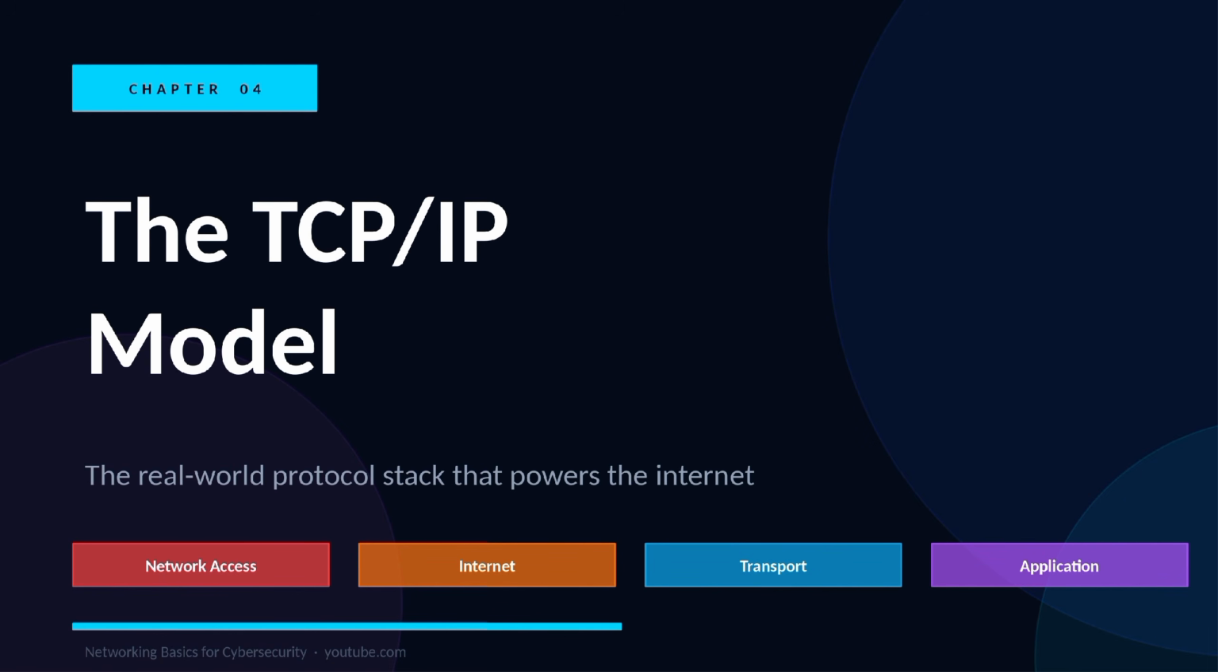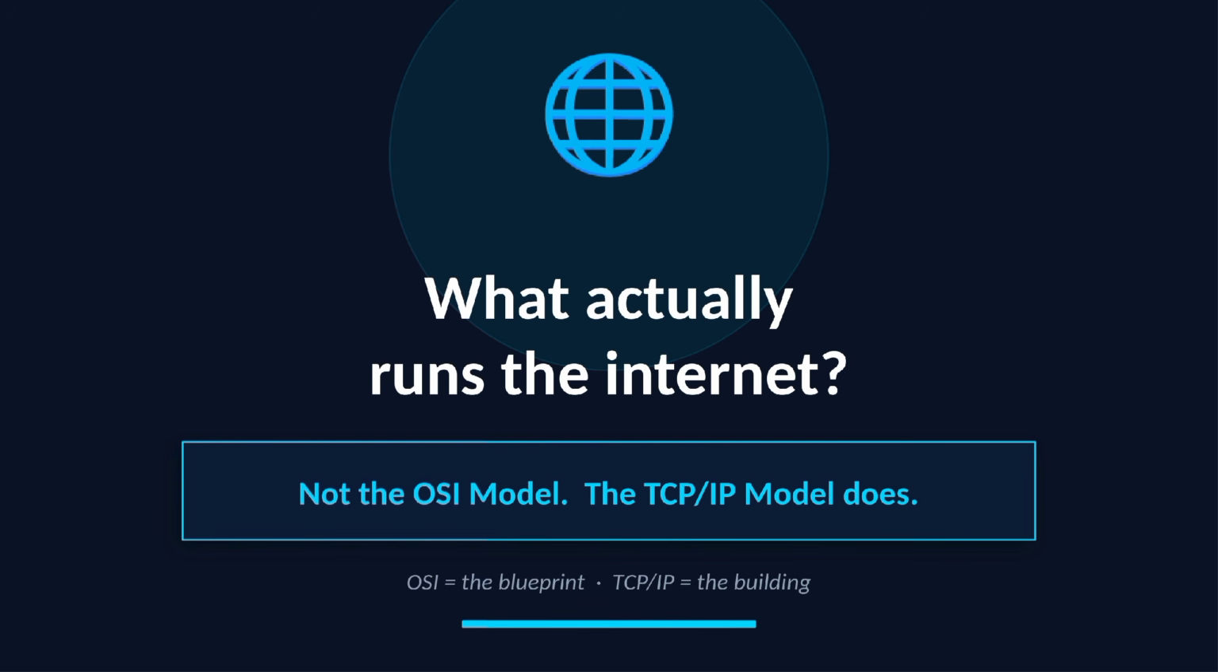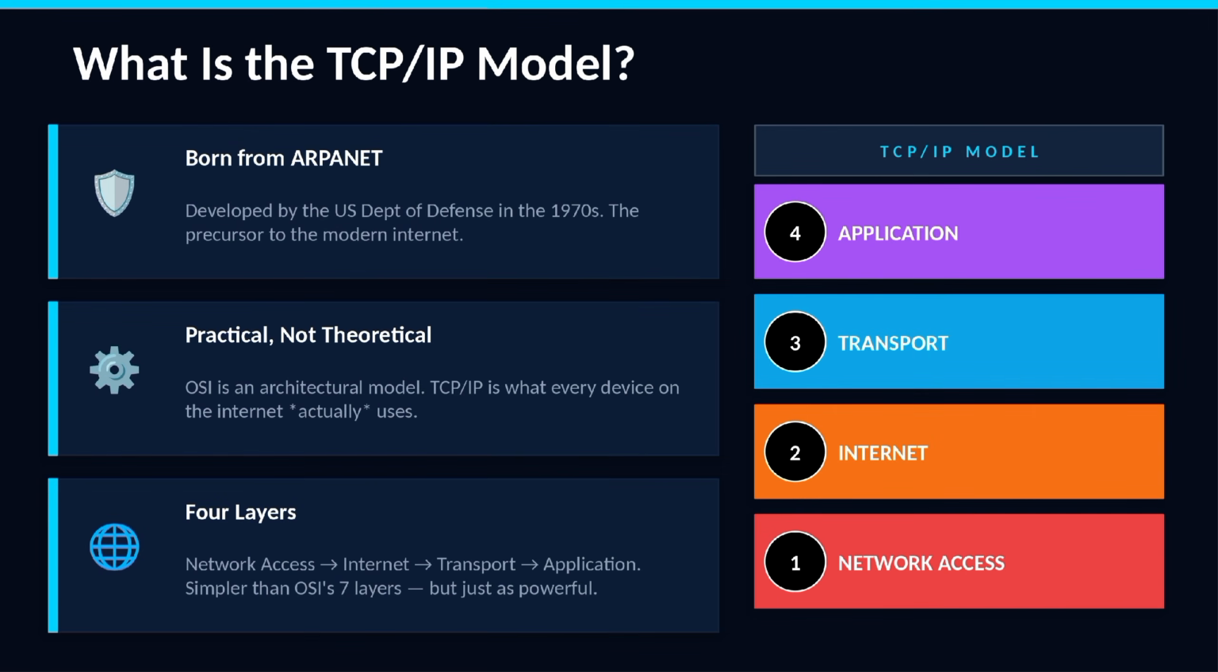Chapter 4. What is the TCP IP model? The TCP IP model is the practical model, the one the actual internet runs on. While the OSI model is theoretical, academic, and architectural, TCP IP is real-world. Every device, every website, every packet you send actually uses this model. It was developed by the US Department of Defense in the 1970s as part of the ARPANET project, the ancestor of the internet we know today.